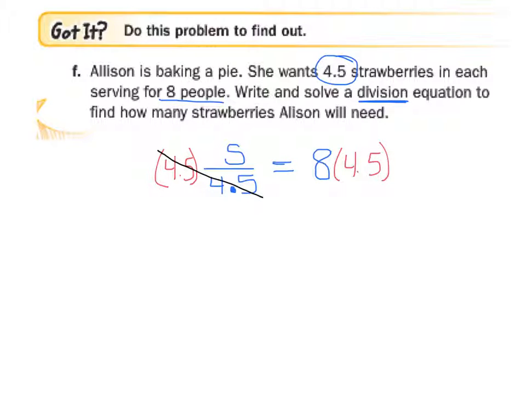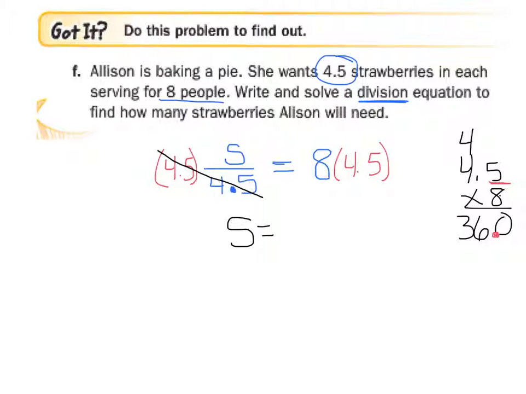This side cancels, and we're left with the strawberries. And so we need to take 4.5 times 8. 8 times 5 is 40, carry the 4. And 4 times 8 is 32, plus 4 is 36. And there was 1 decimal place, so there has to be 1 decimal place. So we need to get 36 strawberries to have enough for 8 people.